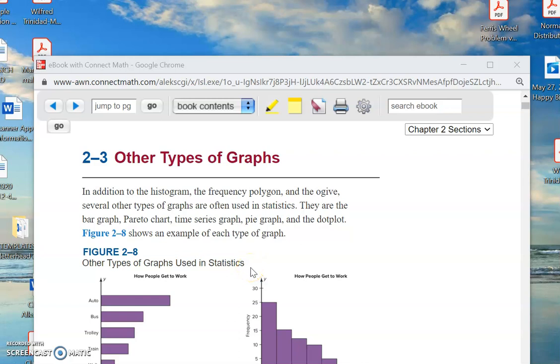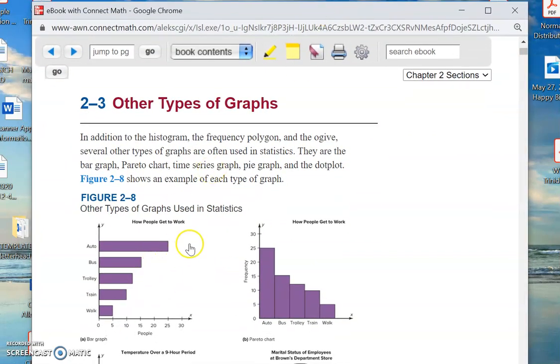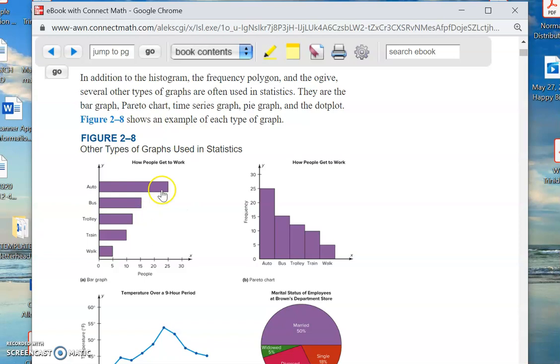All right, we are in chapter 2-3. This is the last section of chapter 2, and this is recording number 1. Other types of graphs. There's a whole boatload of different graphs, and we're going to talk about a couple of them here. I think it's pretty straightforward.